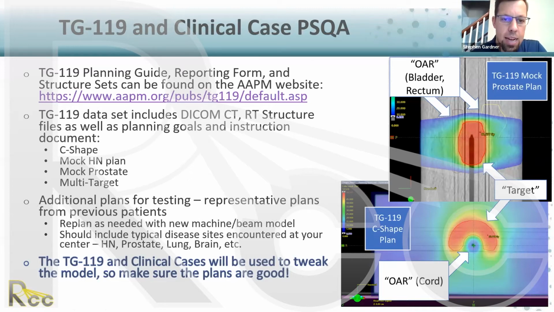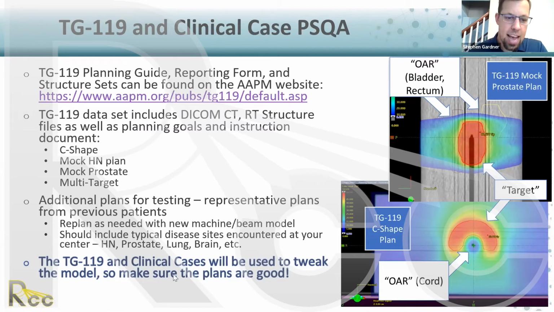So this is the original TG119 data set. It includes the C-shaped plan, the mock prostate plan you see, as well as mock head neck plan and multi-target plan. And so these are the TG119 plans. We also have additional plans for testing that we get from our own clinic. At your clinic, you have certain things that you typically treat, and you want to make sure that things that are typically treated are included in your validation testing roster. So if you treat a lot of lung, if you treat a lot of prostate, if you treat a lot of head and neck or a lot of brain, whatever you're treating with IMRT and VMAT, let's include that in the validation testing cases. And then we're going to have a robust way to validate our planning system and to fine tune it as we need to.